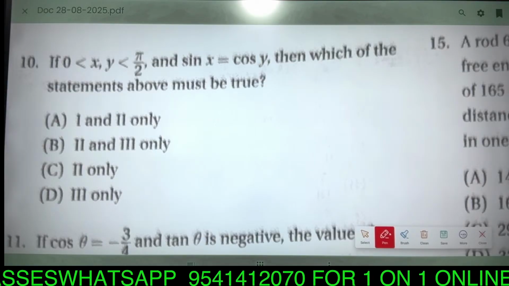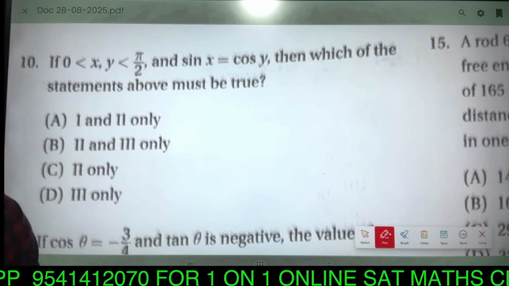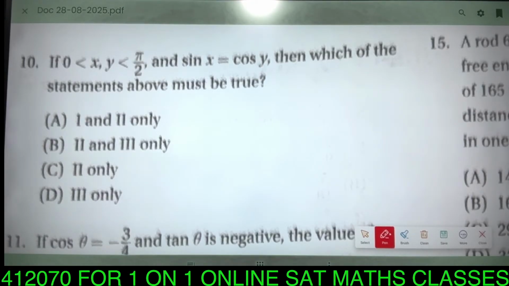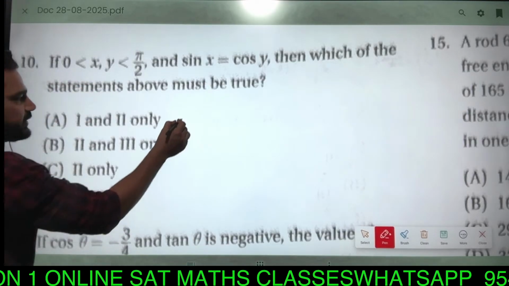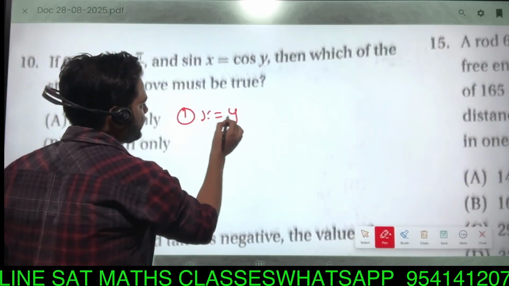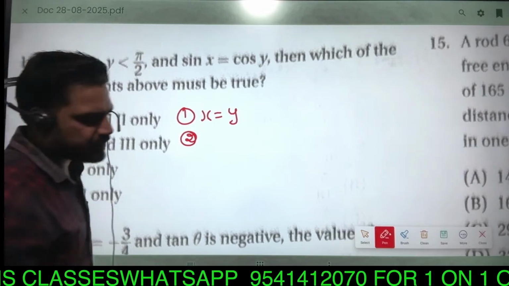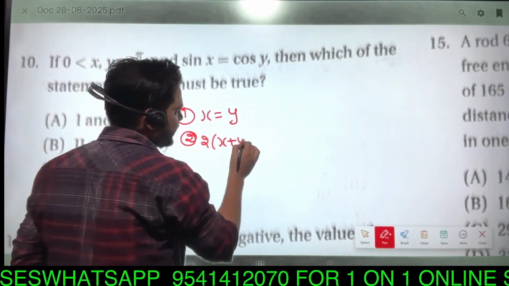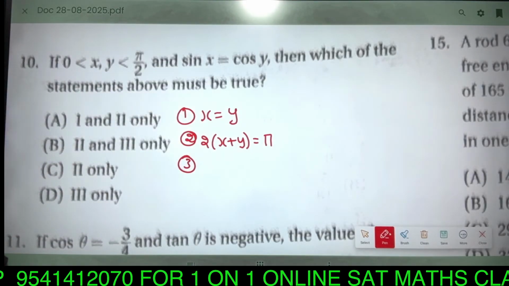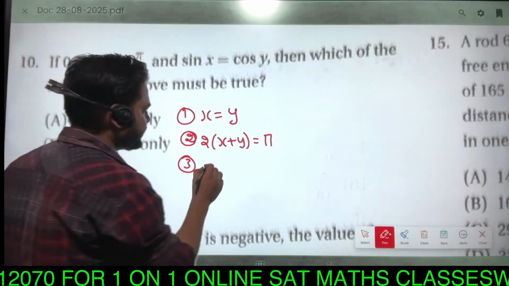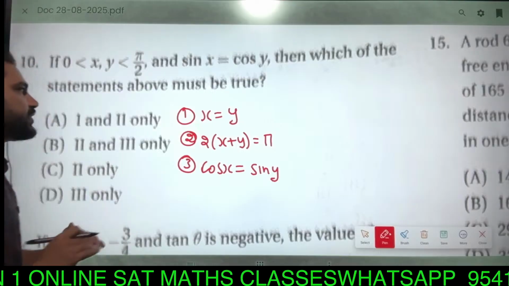So this is question number 10, and in question number 10 they have given us 3 statements. The first statement is that x is equal to y. We have to tell whether it's true or not. The second statement is twice of x plus y is equal to pi. And the third is cos x is equal to sin y. So out of these 3 statements, which statement is correct?